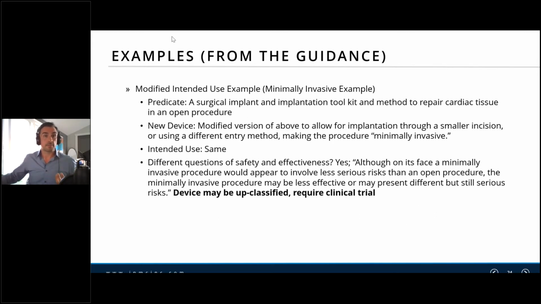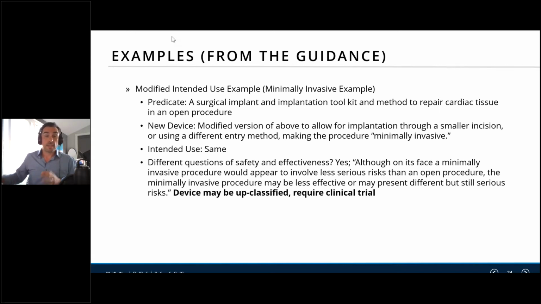Modified intended use example. So this is a minimally invasive example. You have a surgical implant and implementation tool and method to repair cardiac tissue in an open procedure. You're going to want to change that toolkit so that you're allowed to do a minimally invasive procedure. The intended use is the same, but you're just going to go through a smaller incision.